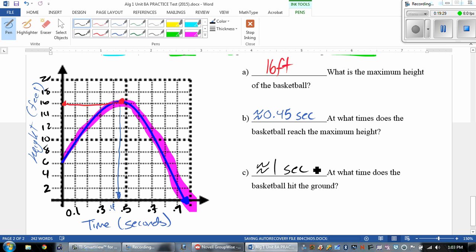All right, guys, and that's it. Now, your Unit A test is very similar to this. Okay? So if you have any questions, please come see Ms. Carranza or myself. We would love to help you out.